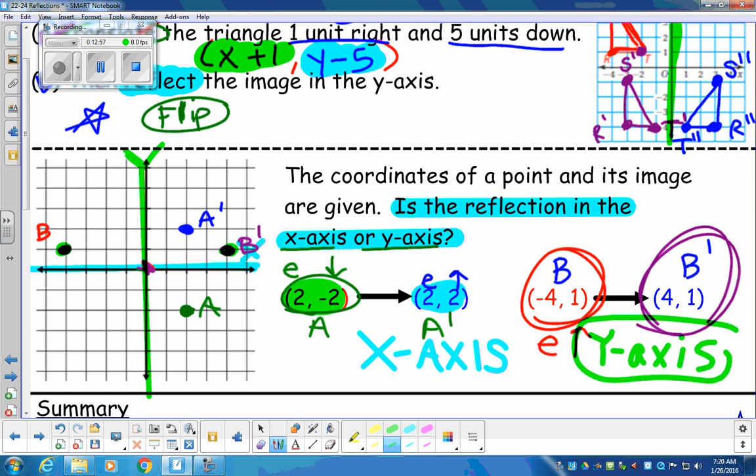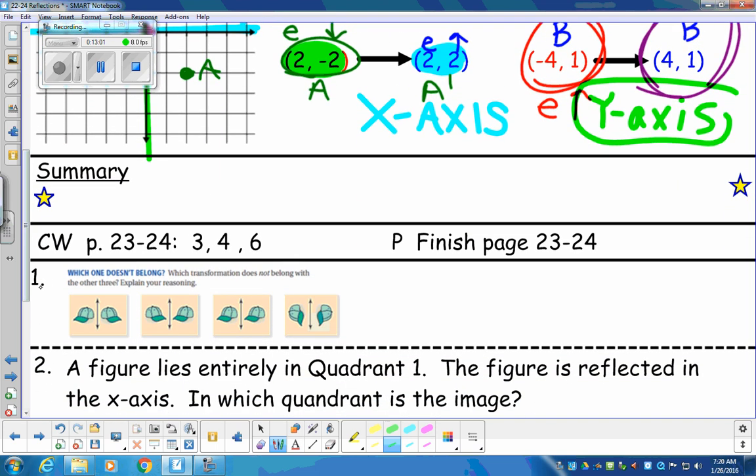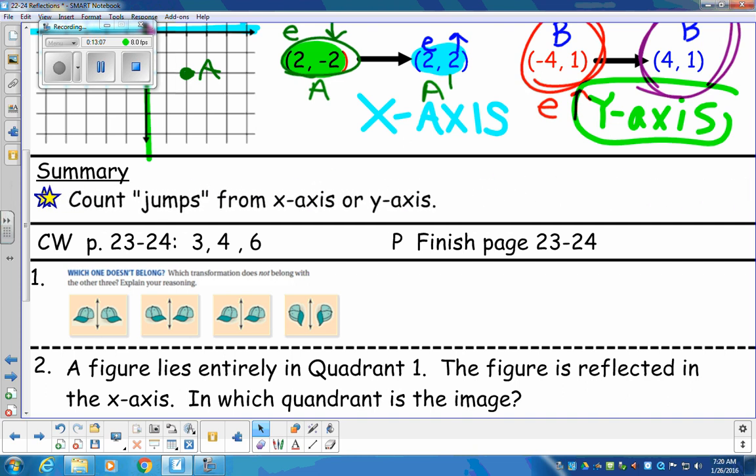All right, guys, so that's reflections. Remember, it's a flip, same size, same shape after we flip. That's different than what we did yesterday. Translations are where we slide them. Reflections are where we flip them. Just be careful and make sure you count the jumps from the x or y axis to make sure you're putting them in the correct location.